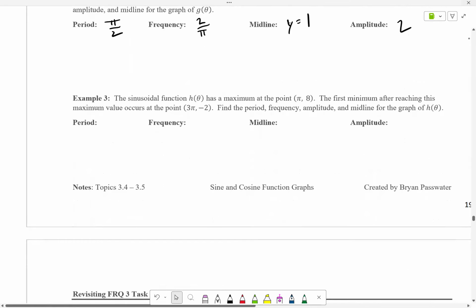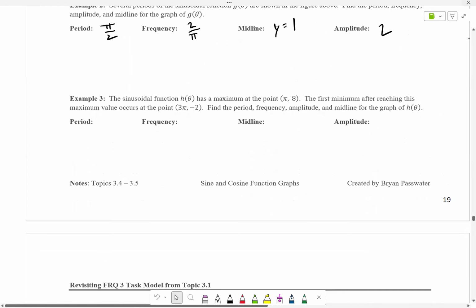Example 3. Period. I need some help here. Connor, help me out here. How do you do this? What's that? 4 pi. 4 pi. How'd you get that? Because the maximum's at pi, the minimum's at 3 pi. So the next maximum will be at 5 pi. 5 minus 1 is 4.